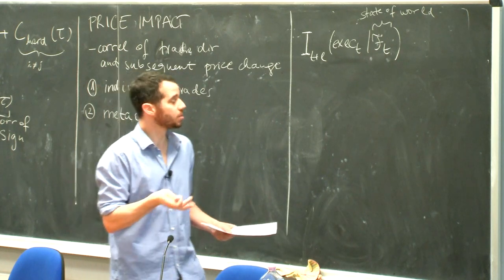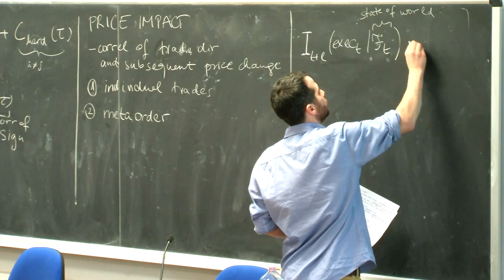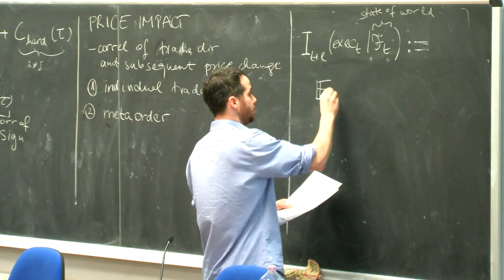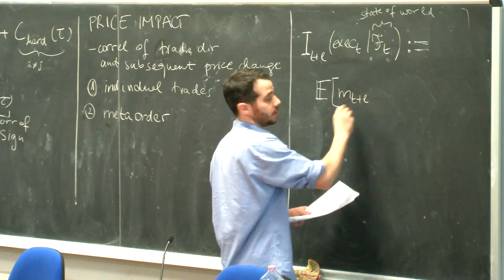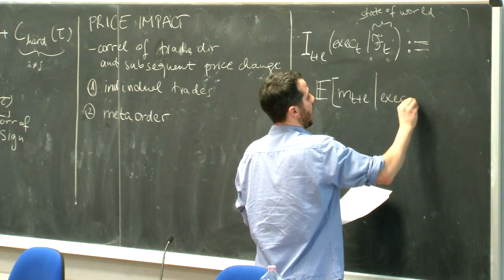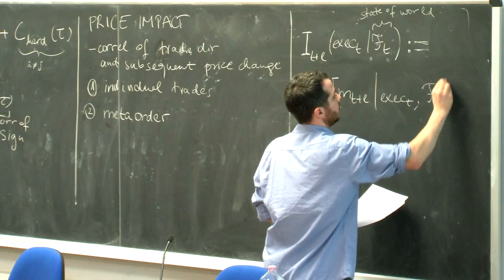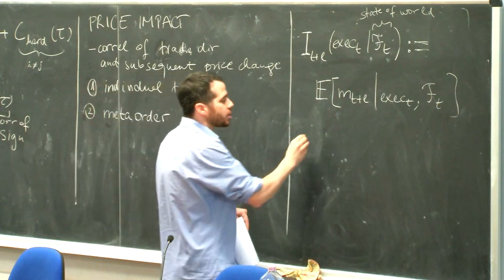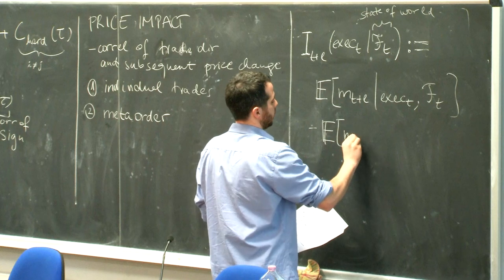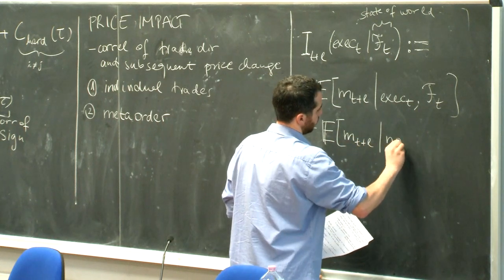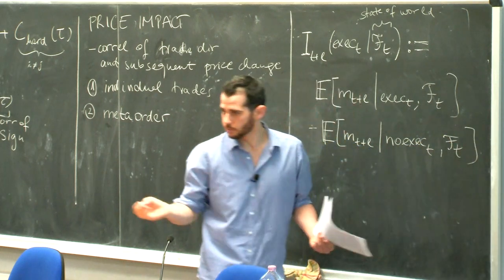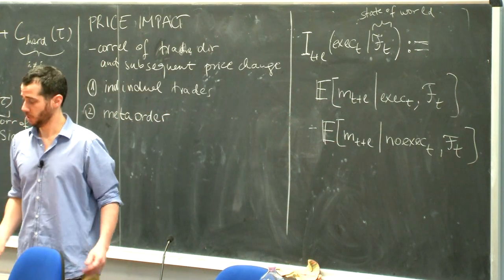We'll write it up in more proper terms. But the issue is this, that of course what you would like to measure is the following. You define it in the following manner. You say, okay, what is the expectation of the mid price at t plus l, given the fact that I traded and the state of the world was F_t? Clear? But of course, what you care about is what would have happened if I wasn't there. So actually, what you would like to measure is somehow this. I'm writing up simple stuff, but it's good to think about it once.